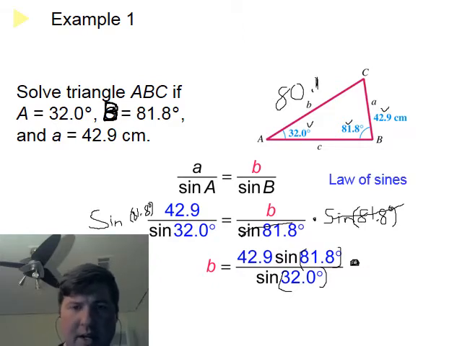So we've still got some unknowns. We've got angle C. How can we figure that out? Well, I would use the fact that 32 plus 81.8 plus this unknown C has to add up to 180. And then the only thing we'll have left is this side C. We can find that using, well, I guess we can use the Pythagorean theorem. We're going to have to use the law of sines again.